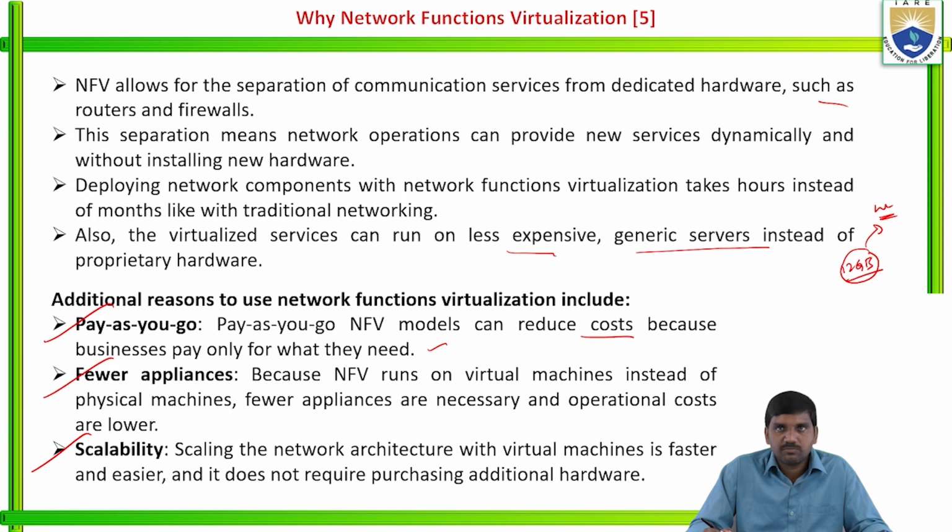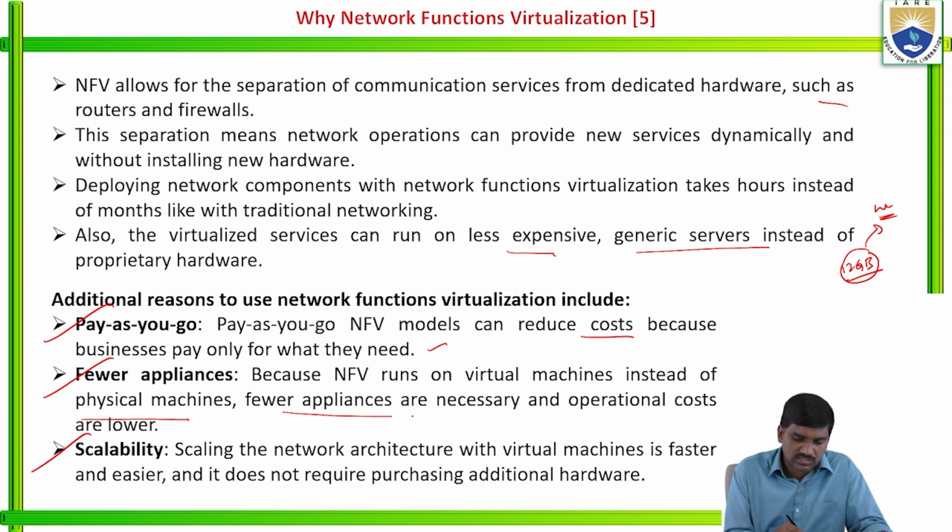And because of network function virtualization, we use VNFs and virtual machines instead of physical machines. So fewer appliances are necessary and operational costs are lower also. Some devices are compulsory to run on hardware only, that is okay, but in place of hardware we can use virtual machines. So the cost will be reduced. That is fewer appliances, developing fewer appliances virtually.